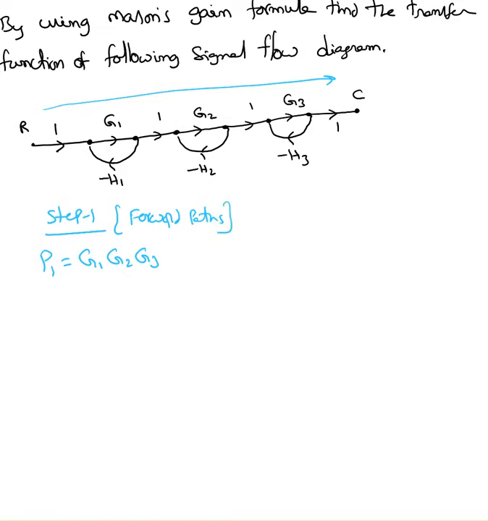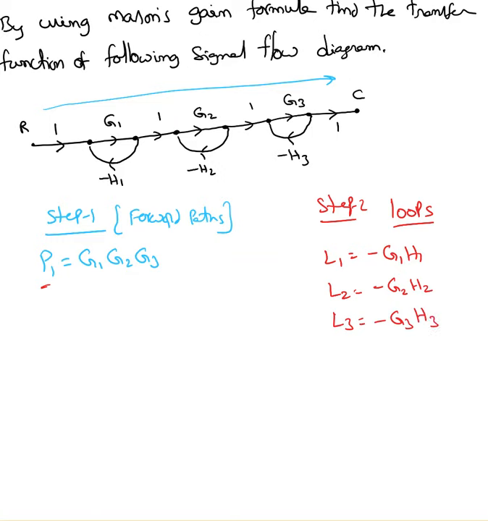Now step 2, find all the loops. Okay, so how many loops are there? I have 3 loops. Paths I'm indicating with P, loops I'm indicating with L. L1 equal to minus G1 H1, L2 equal to minus G2 H2, L3 equal to minus G3 H3. So there are 3 loops.